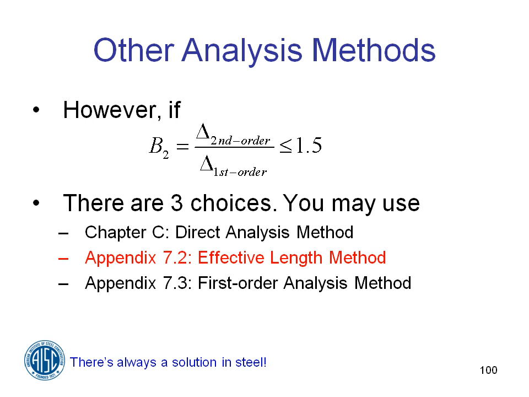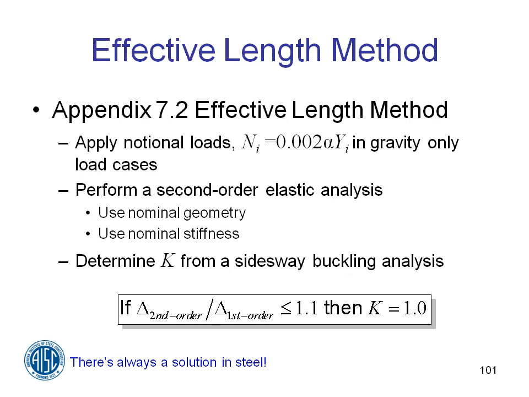So let's take a look at the effective length method. What do you do with the effective length method? Apply your notional loads in the gravity-only load combinations. You never have to worry about applying your notional loads in the lateral load combinations in the effective length method because you're already working at a B2 that is small enough. You perform your second order analysis, use the nominal geometry, the nominal stiffnesses, and determine K from a side sway buckling analysis. And then there's this little thing here. If B2 is less than or equal to 1.1, you can also use K of 1.